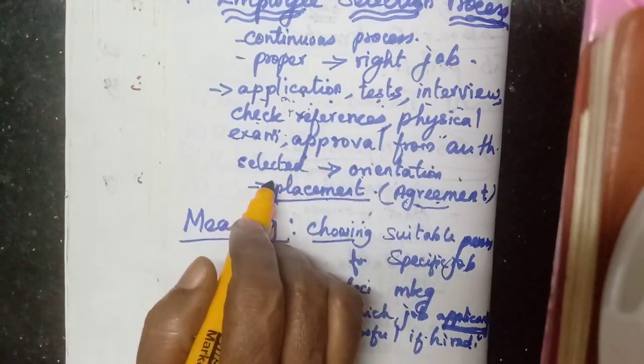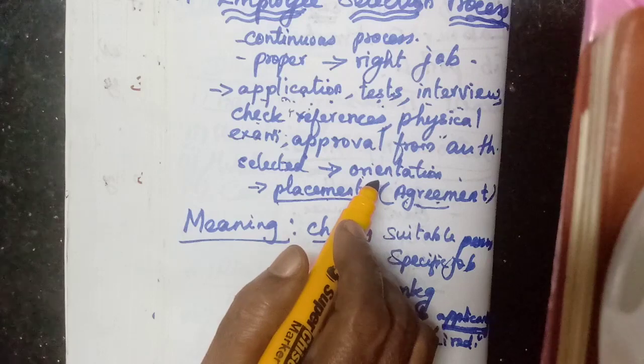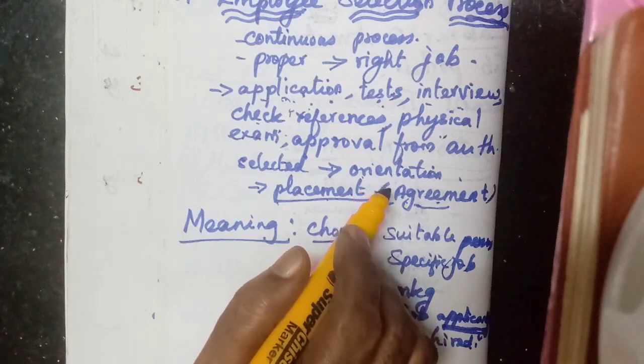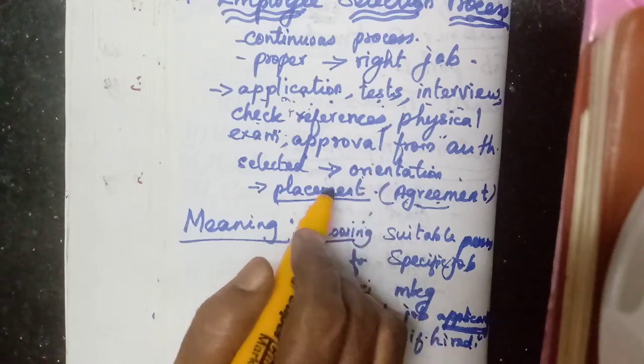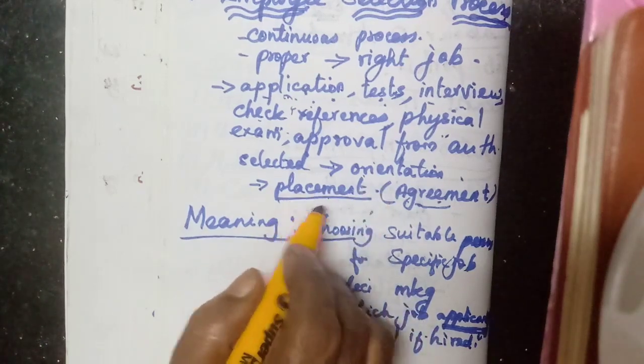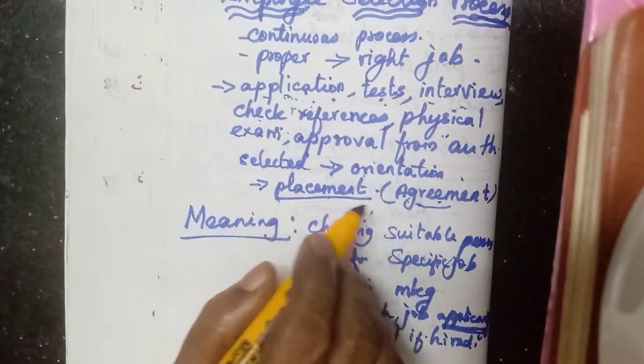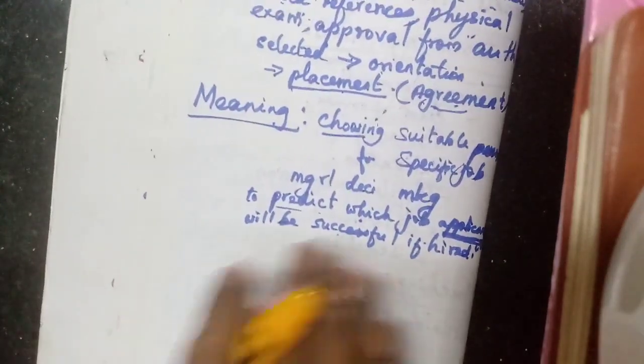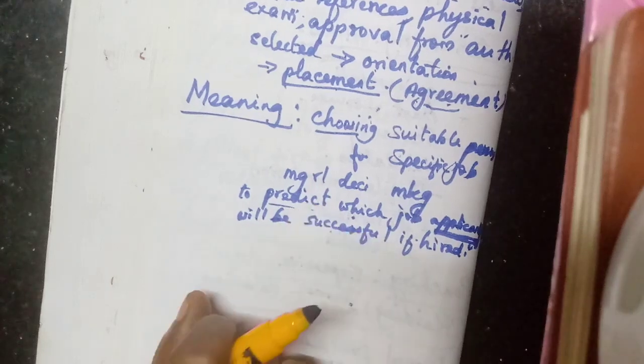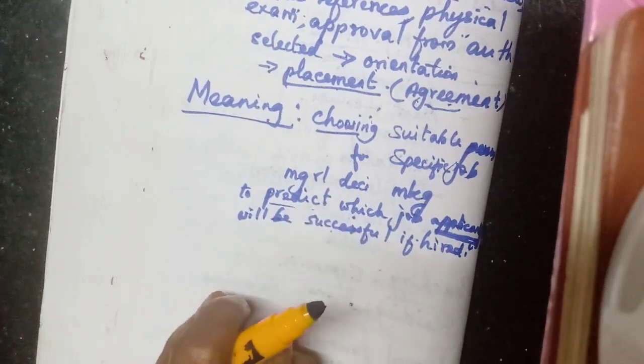and the selected candidates will be given the orientation program. Or they will sign the labor contract. Then at last they will place them in the job. Placement will happen. So first of all, we should know what is the meaning of selection.